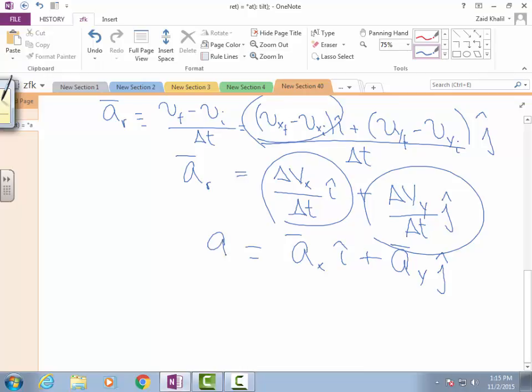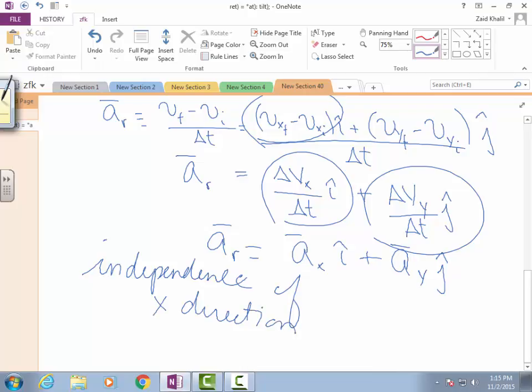And of course, if I wanted to define instantaneous acceleration, what would I do? Take the limit as delta t goes to 0. Any questions? This is the time to ask. Notice what we have. What is this outline? Complete independence of the x direction and y direction. What happens in y stays in y. What happens in x stays in x.